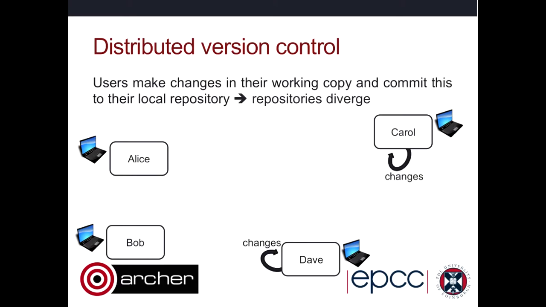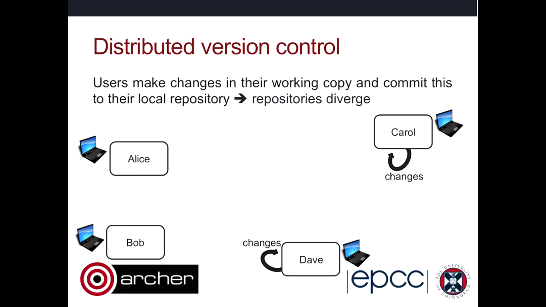So Carol and Dave can both make changes in their working copy. They have the repository, which is the entire history of everything, and they also have a working copy of the files that they're currently working on. And when they make changes and commit these changes, the commits are made locally to their local repository.